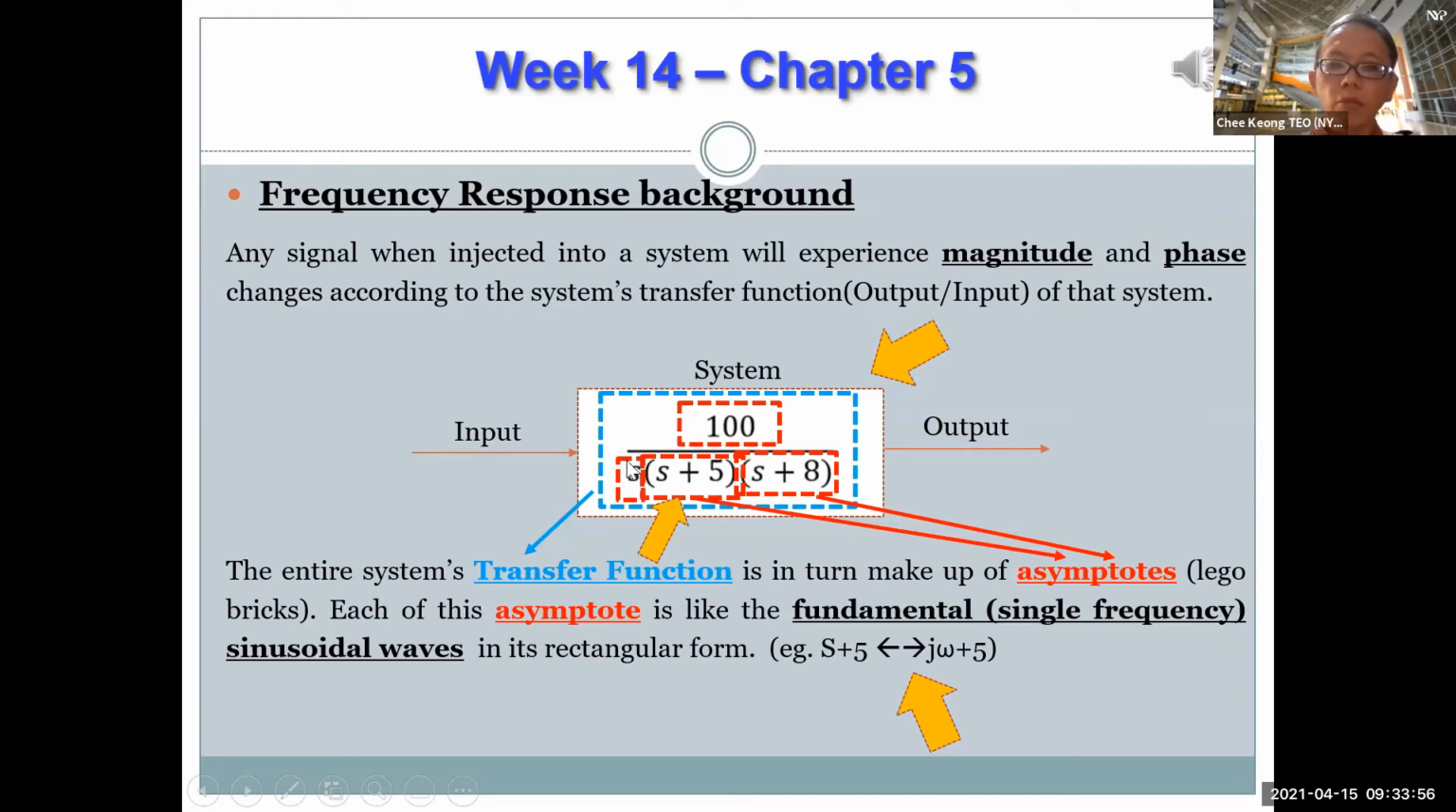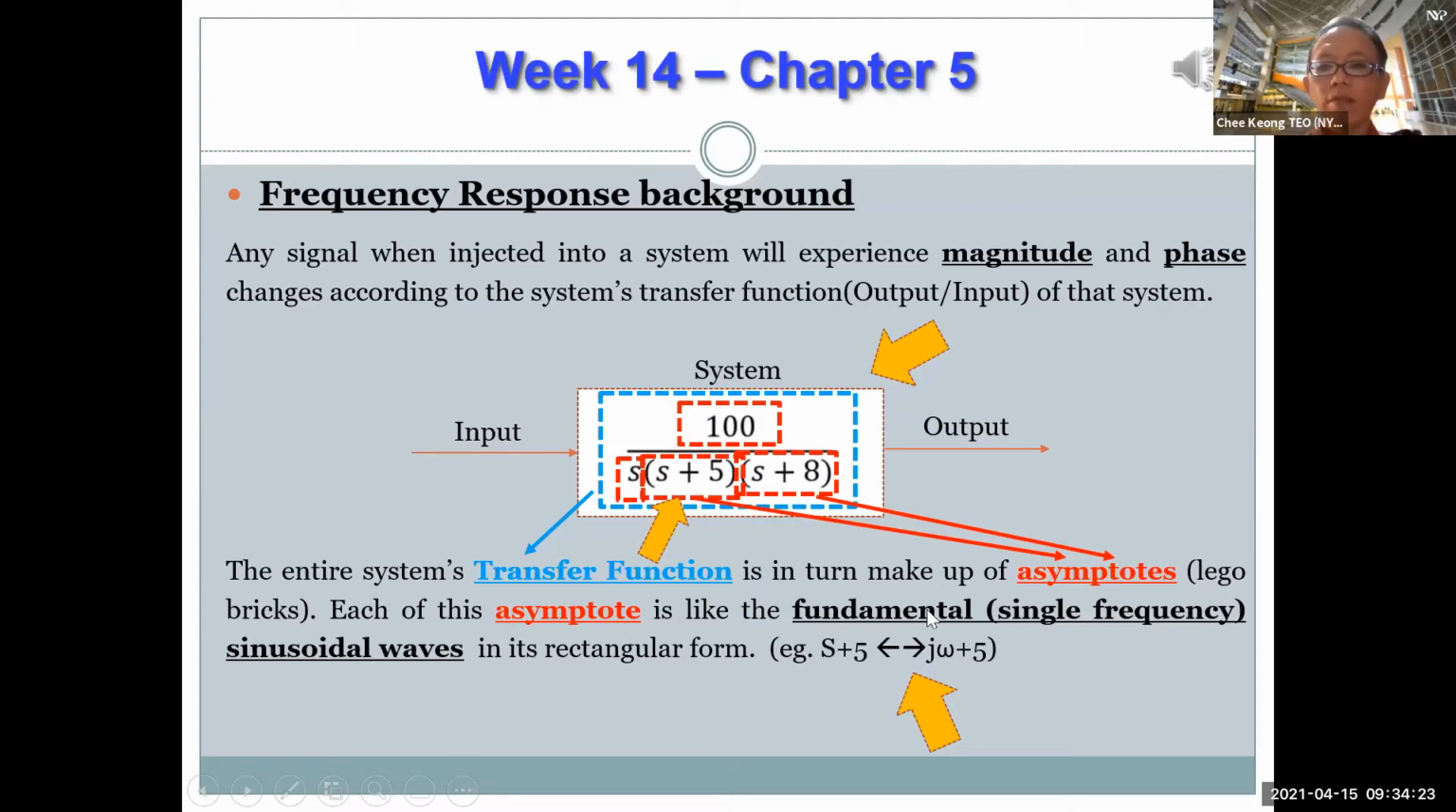It has multiple solutions. Basically, there's one solution of S equals 0. The other one is S equals minus 5. And this other one is S equals minus 8, right? So these are the 3 solutions, or we call them 3 asymptotes. Now, the whole transfer function is basically made up of all these small little blocks, and we call these small little blocks asymptotes. Or if the term asymptote is too difficult for you, then think of them as Lego bricks that make up the whole transfer function, right?